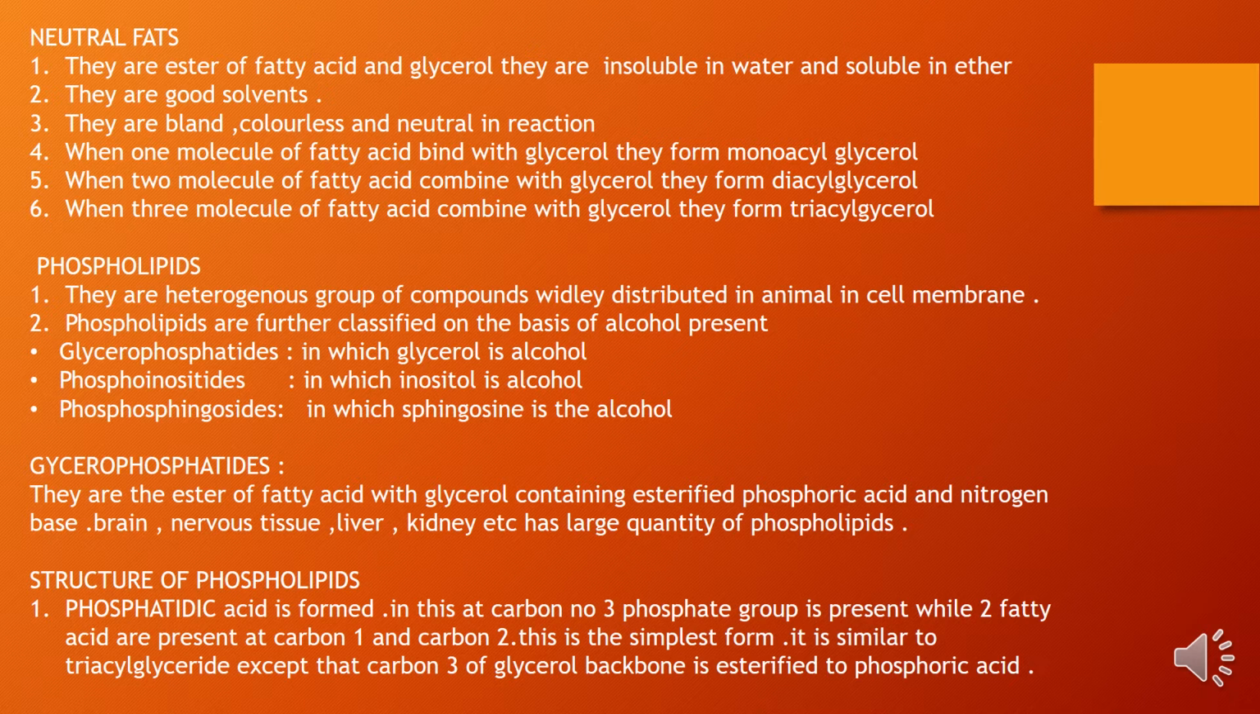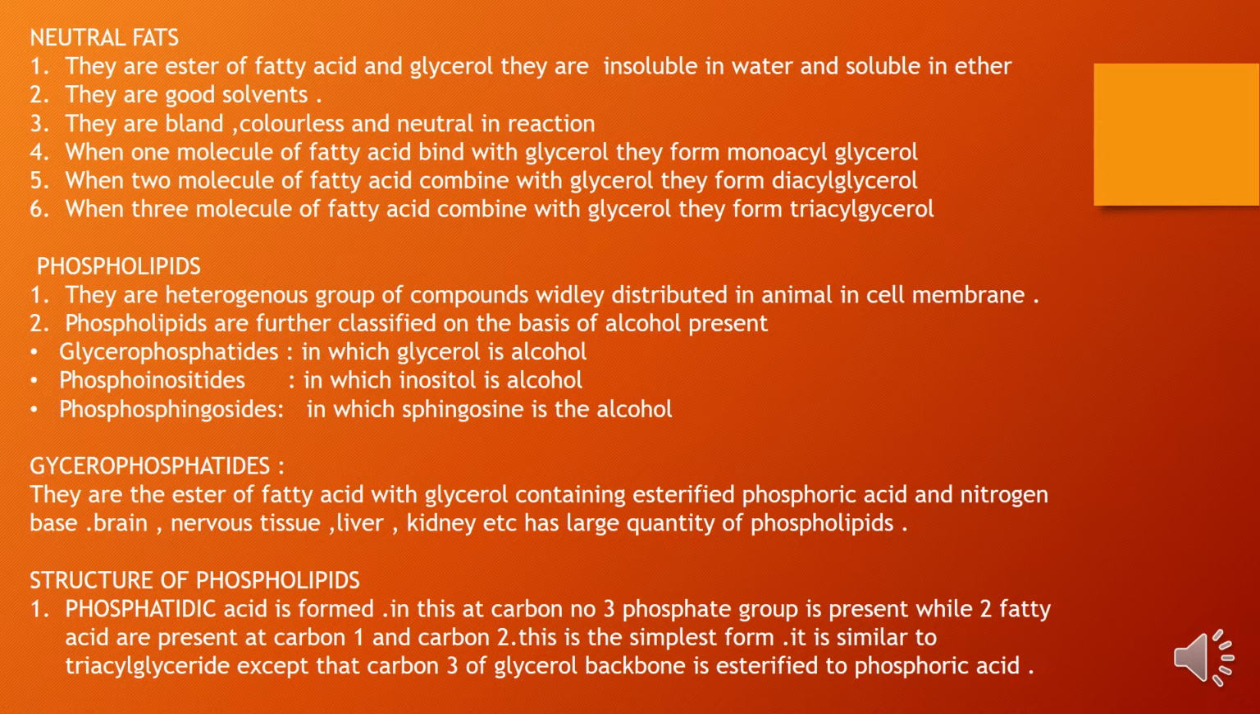What are phospholipids? Phospholipids are heterogeneous compounds widely distributed in animal cell membranes. Phospholipids are further classified on the basis of the alcohol present. Glycerophosphatides, in which glycerol is the alcohol. Phosphoinositides, in which the alcohol present is inositol. Phosphosphingosides, in which sphingosine is the alcohol.